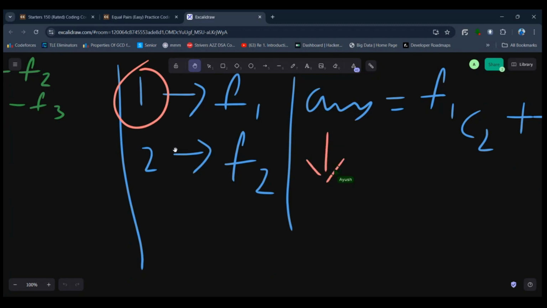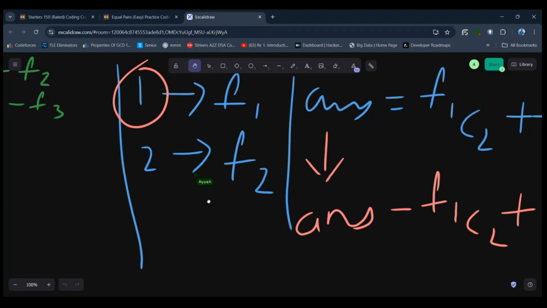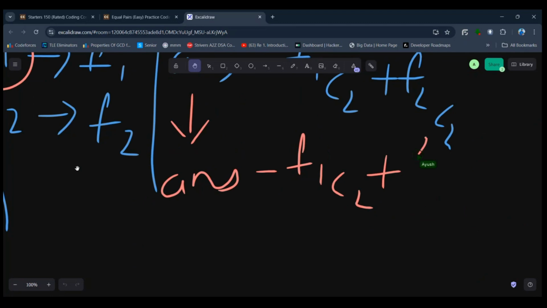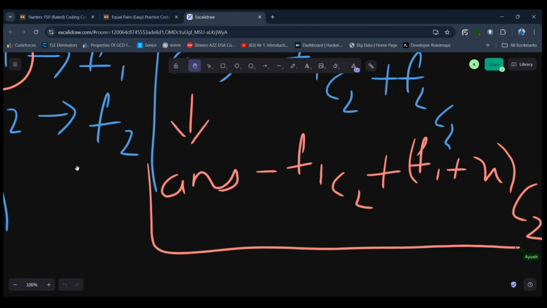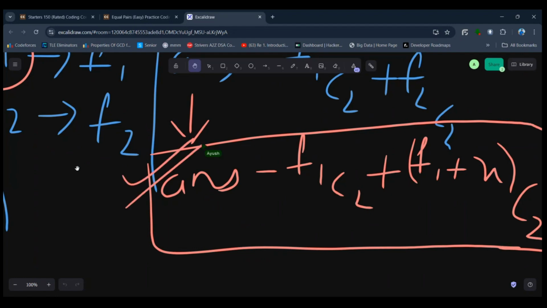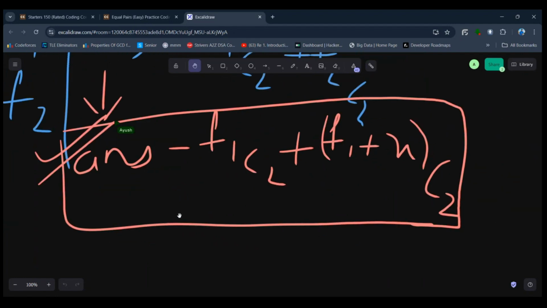So what I will do is subtract f1 C2 from my answer, and include f1 plus the count of zeros in my array, let's say it is x. So I include f1 plus x C2 in my answer. Yes or no? So that will be my final answer. Is it clear how we came up with this formula? Is it clear to everyone?